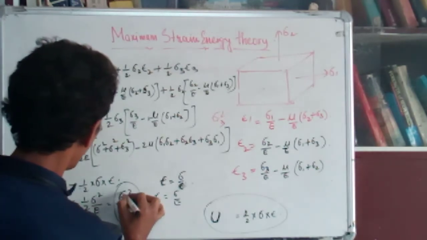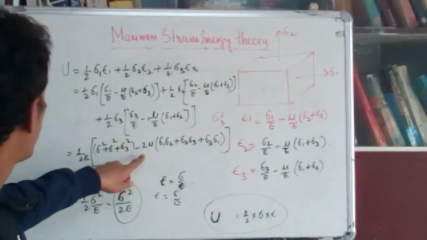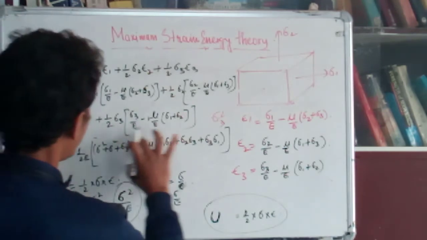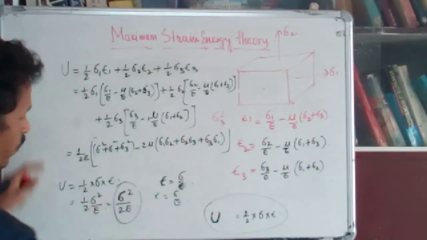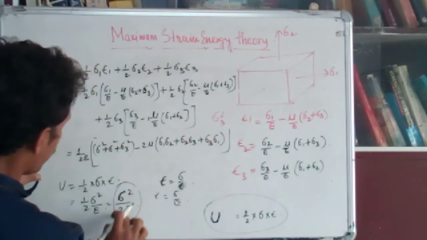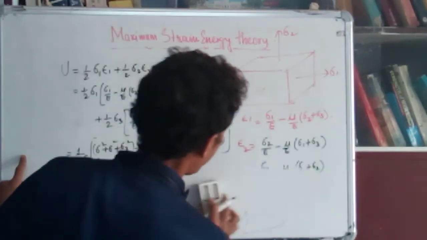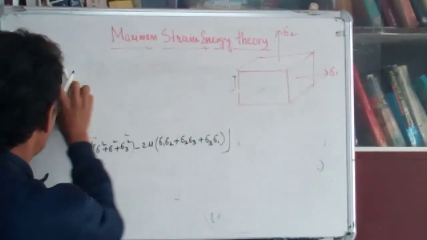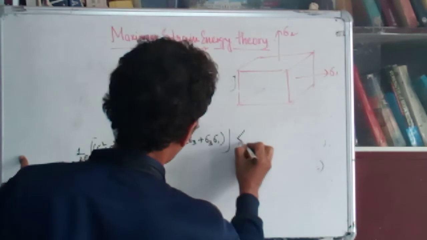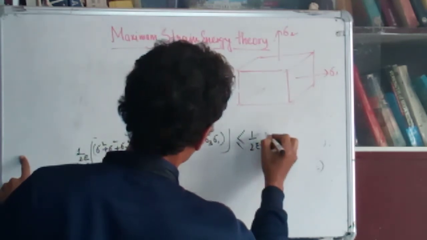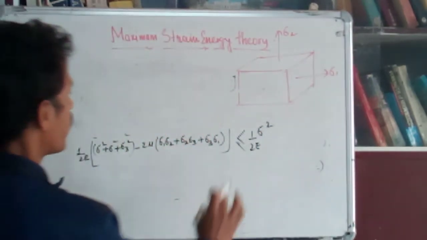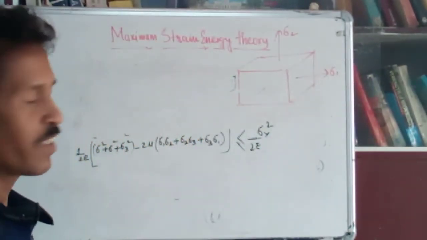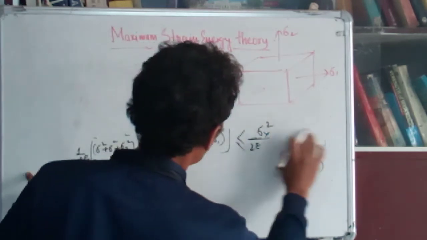So what will be the condition for the no failure criteria? That should be less than this value. This value should be less than or equal to this value. Okay, so we can write, according to this theory, this value should be less than or equal to half into 1 by E sigma square. Okay. So if you consider sigma y as the yield stress, it will be sigma y square by 2E.